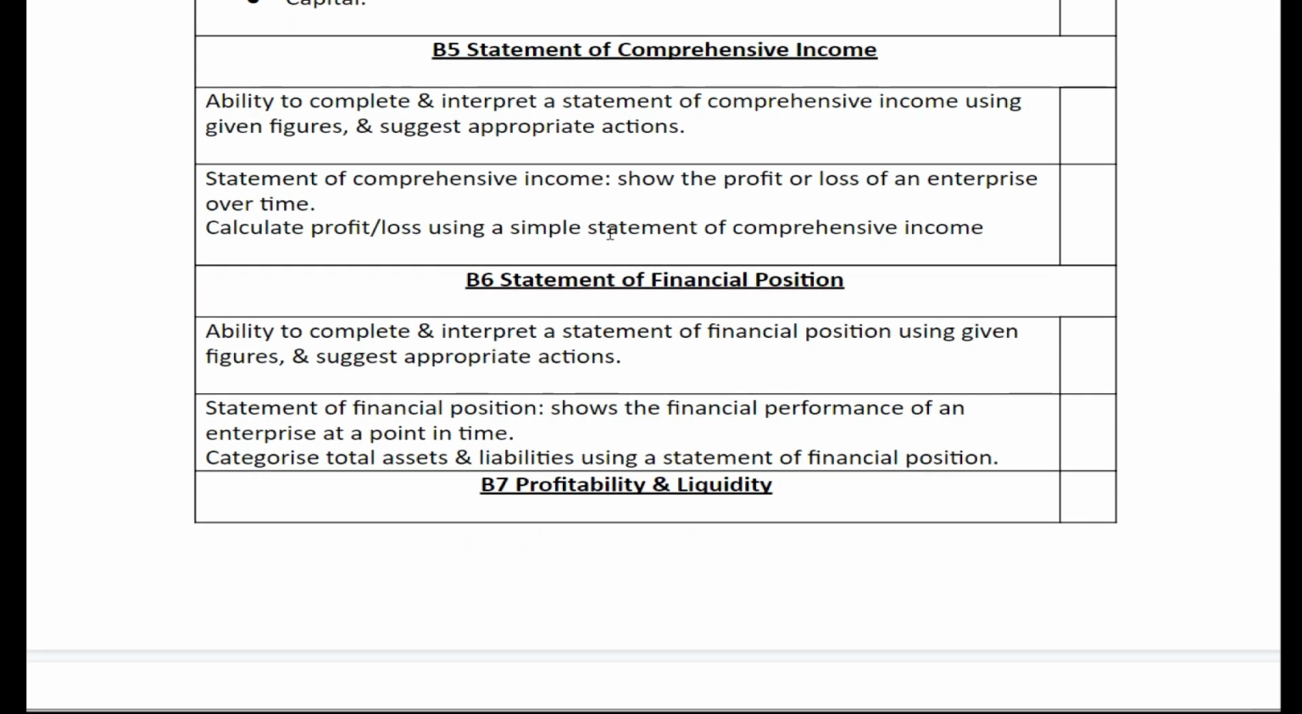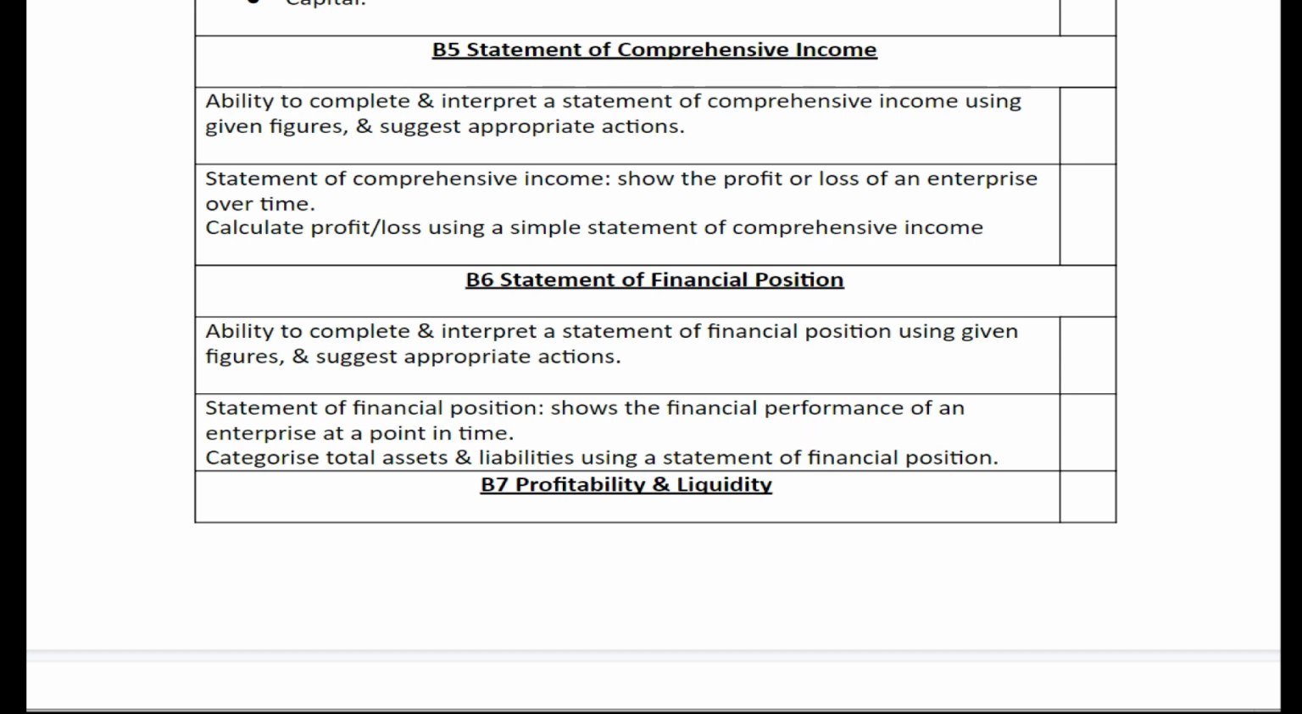Then we've got statement of comprehensive income. So, ability to complete and interpret a statement of comprehensive income using given figures and suggest appropriate actions. Okay, lovely. You've got to be able to show the profit or loss that a business has made, and you've got to show that you can calculate that accurately. And then we've got the statement of financial position there.